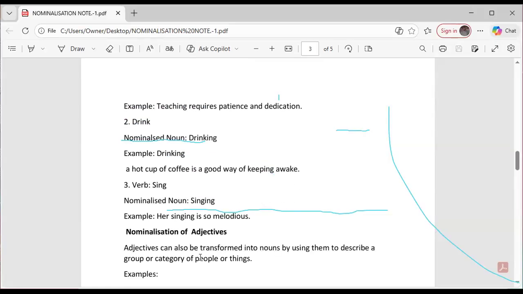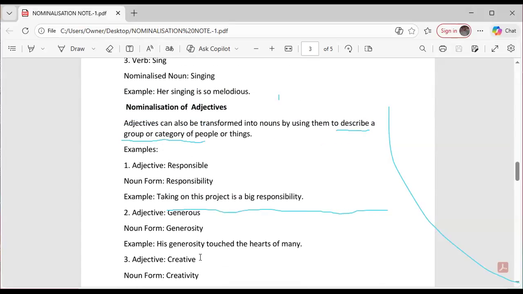Now we have the next one, which is sing. And then it becomes singing. Her melodious singing, her singing is so melodious. Good. Now we look at the next one shortly before we leave. Nominalization of adjectives. Remember, I've mentioned earlier what adjectives are. Adjectives are words used to describe a noun. So adjectives can also be transformed into nouns by using them to describe a group or a category of people or things. For example, we have the adjective responsible.